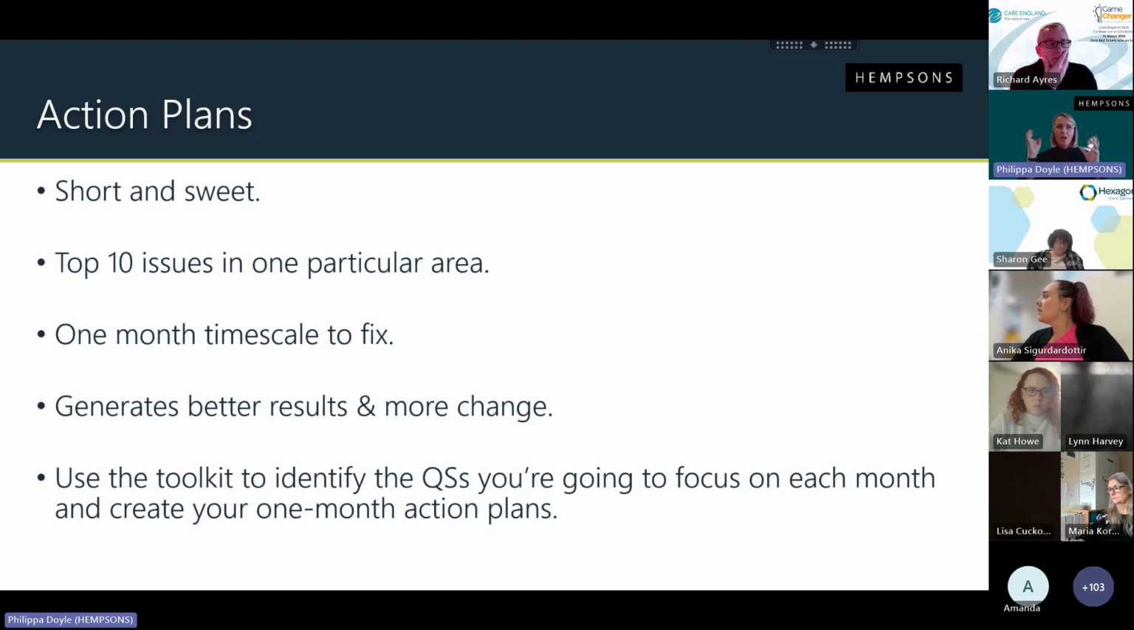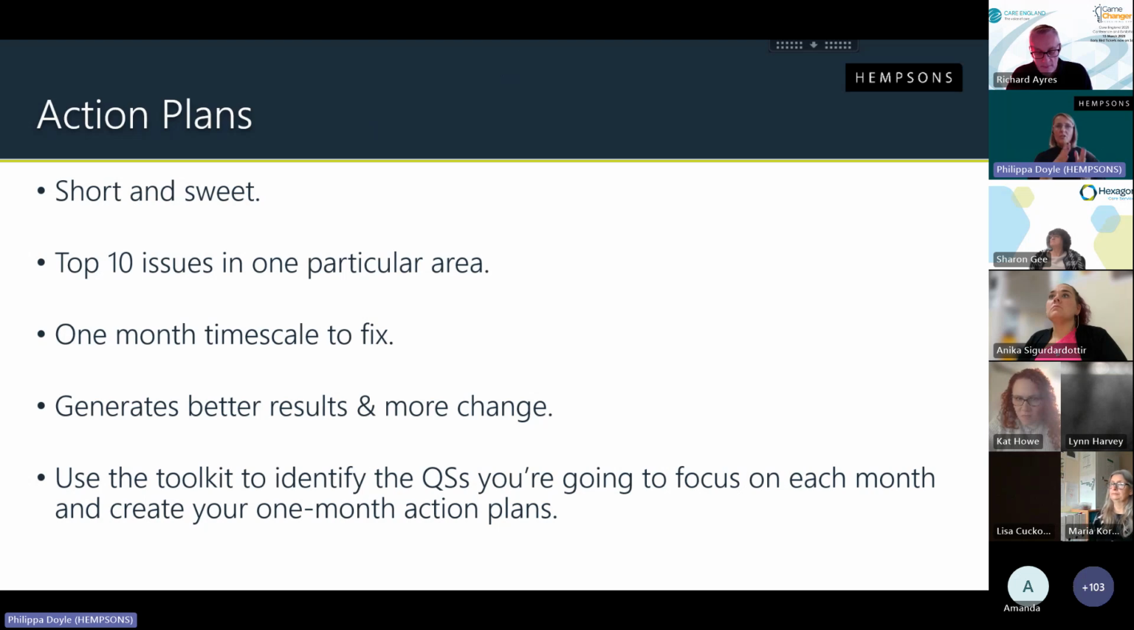They love an action plan that is very focused and very specific and where they can see that you're actually doing things. But if you've got a massive spreadsheet that's got 100 issues on it, you are, with the best will in the world, not going to get through those issues. But if you've got a really short and sweet action plan that's got the top 10 issues of what you're going to do in January, you will get through those issues.